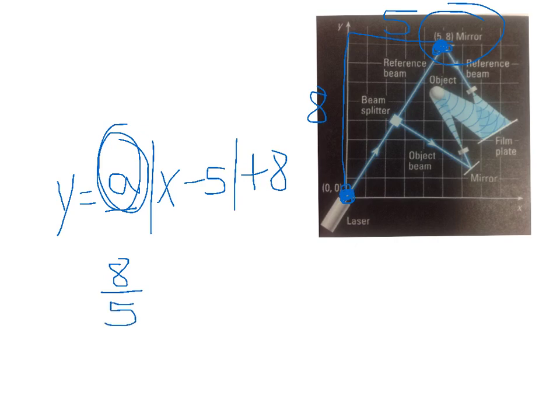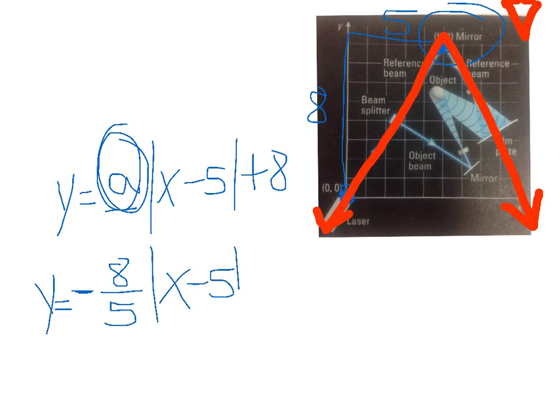But when we look at this absolute value function, we see that it is facing down. Our parent function is a V. So since this has been reflected over the x-axis, it's facing down now. We know that my a value, sorry, is going to be negative. So because it's reflected down, we know this is going to be a negative 8/5. We'll put our y equals back in, and our x minus 5 in absolute value plus 8.